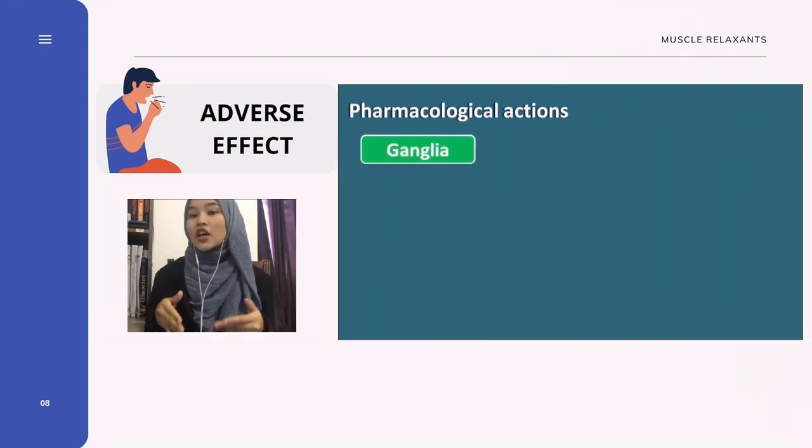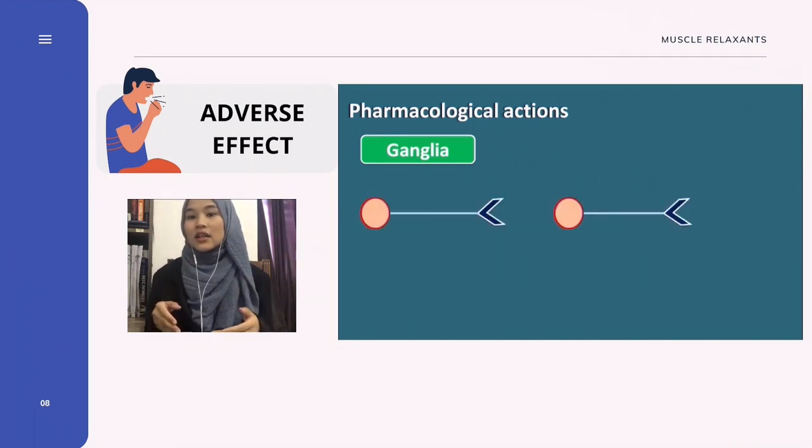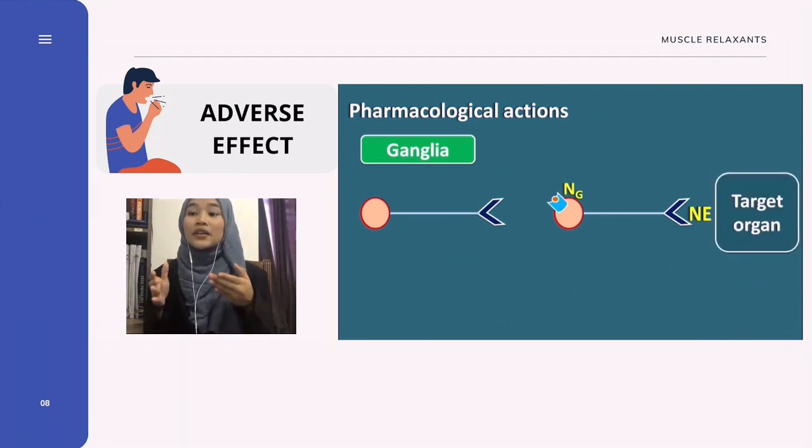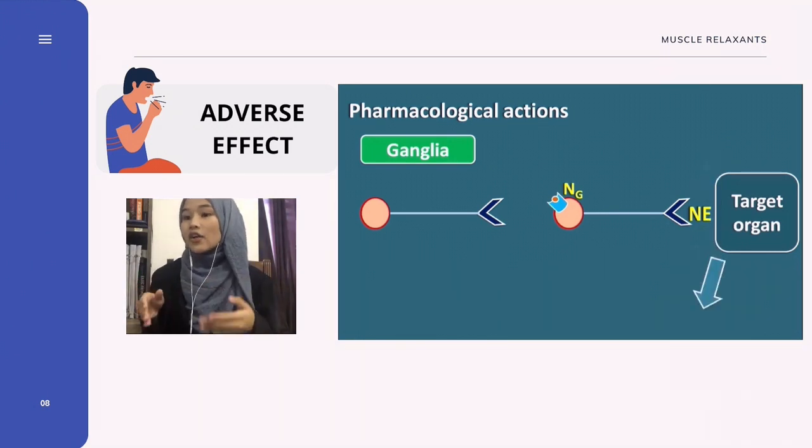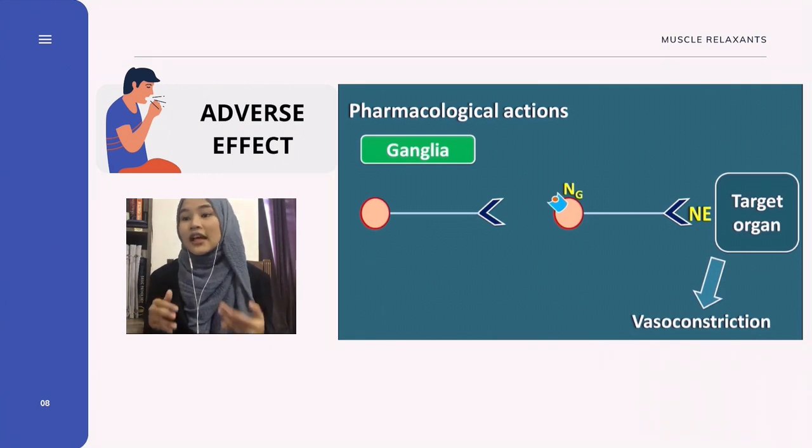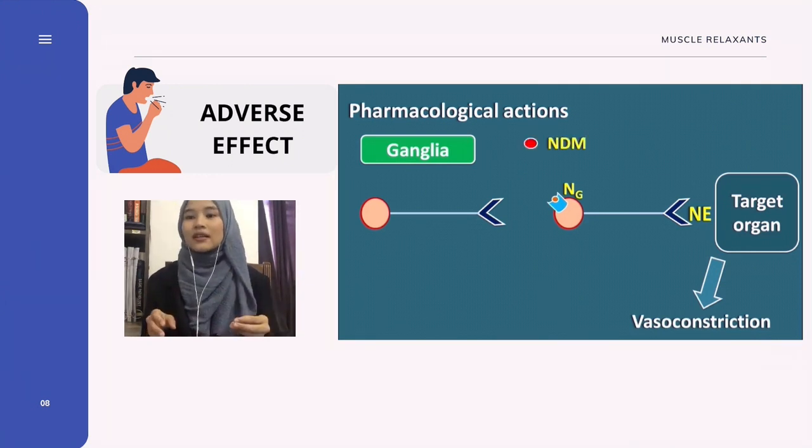In normal condition of ganglionic neuron, there's a nicotinic receptor on the post-ganglionic neuron. When the acetylcholine is released from the pre-ganglionic neuron, it will bind to the nicotinic receptor on the post-ganglionic neuron, and they will release the norepinephrine. Then this norepinephrine that is released by the post-ganglionic neuron will act on the target organ and produce physiological actions such as vasoconstriction.